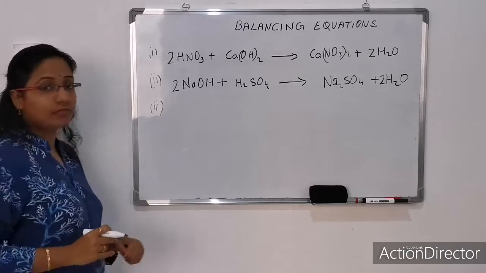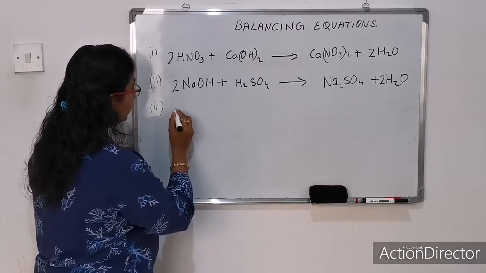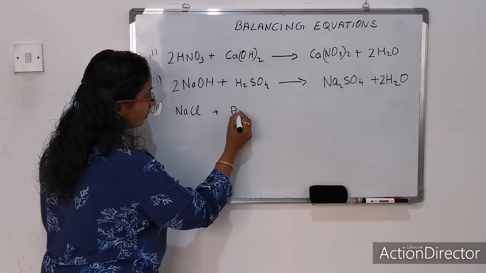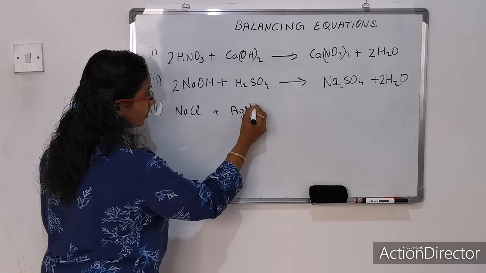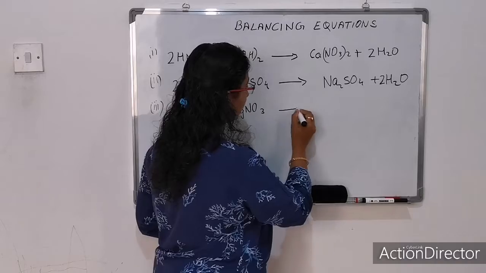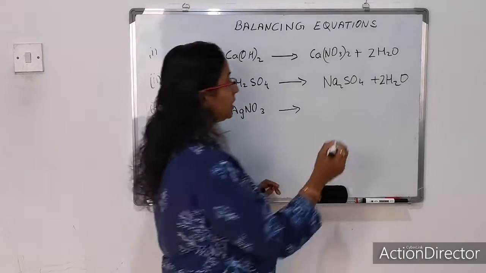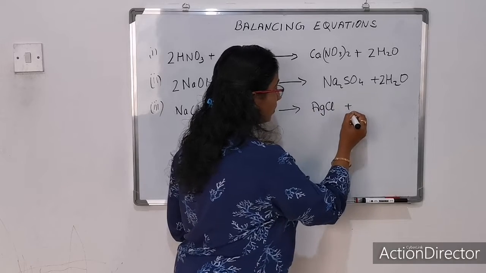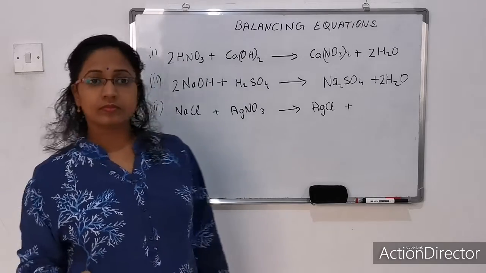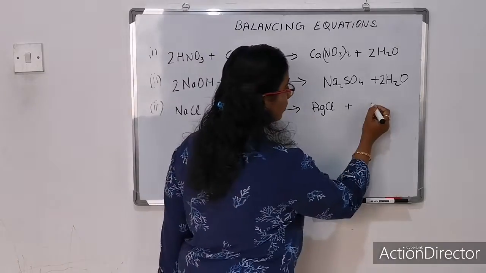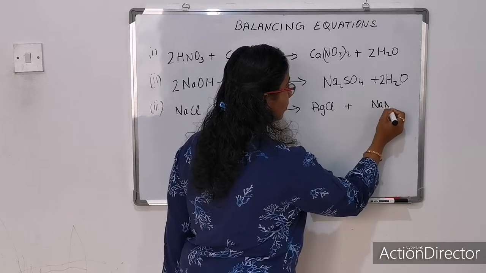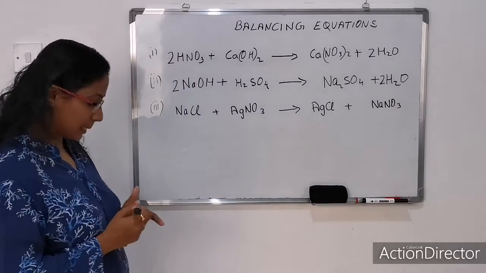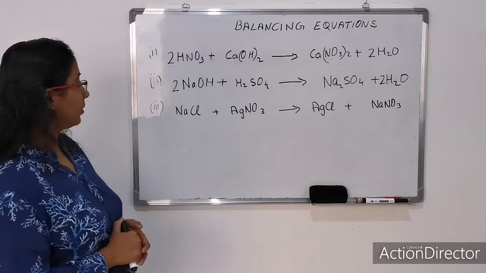Now we'll go with the third one. Similarly, NaCl plus AgNO3 gives AgCl plus NaNO3.